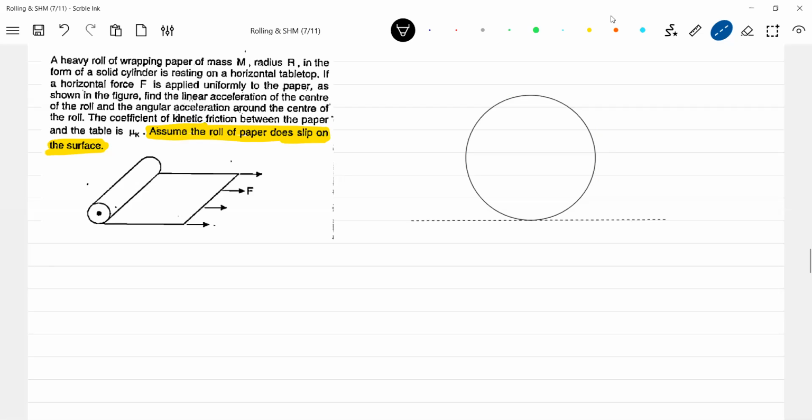The force F that is applied: where do I have to show that force F? I have to show it at the bottom of this one. This is the force F that is being applied. Radius of the... Direction of friction should be like this.